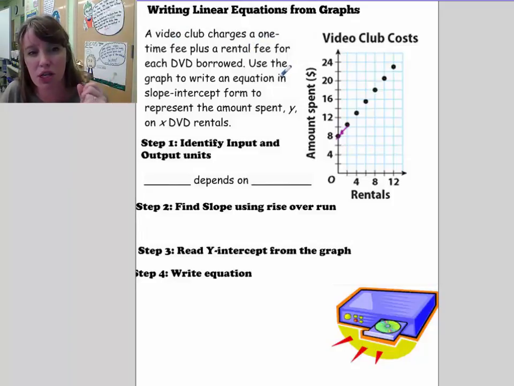A video club charges a one-time fee plus a rental fee. So there's your one-time fee.